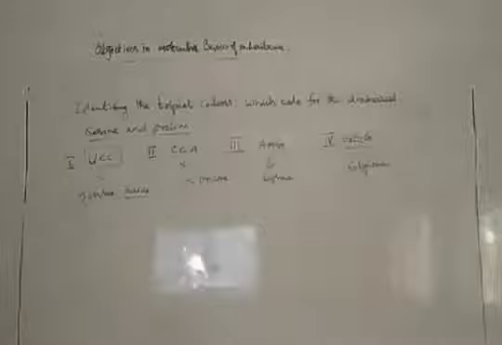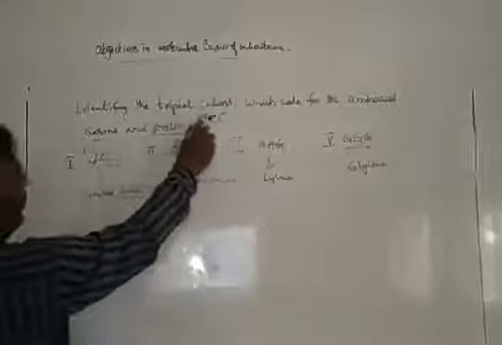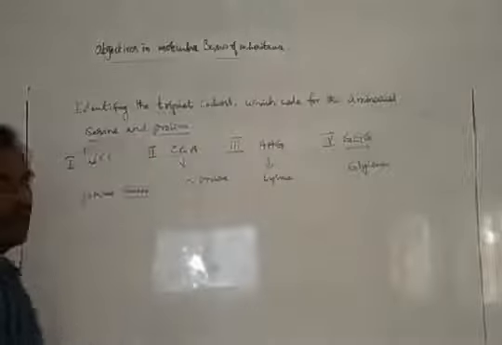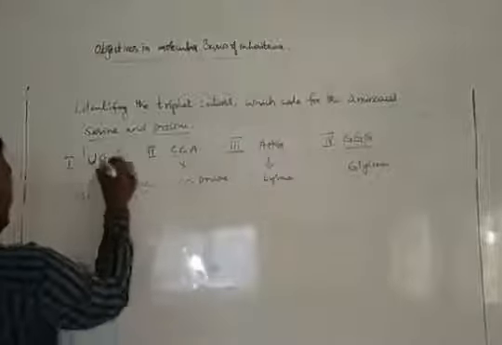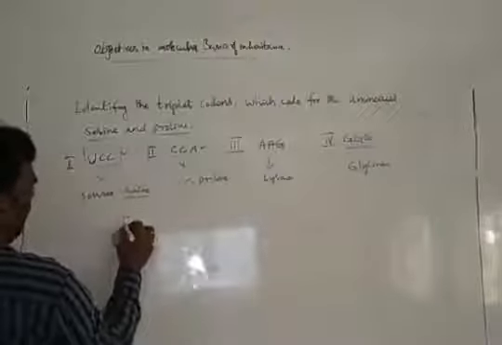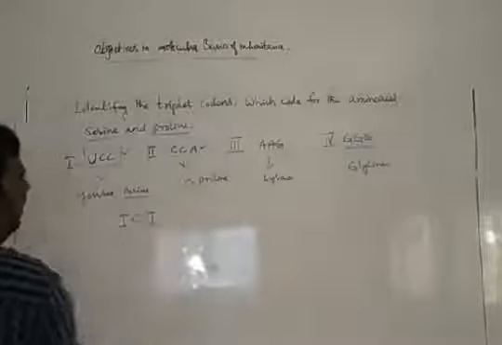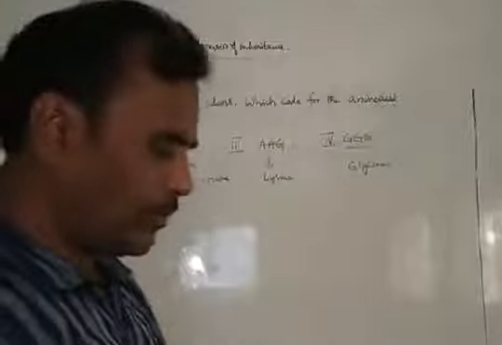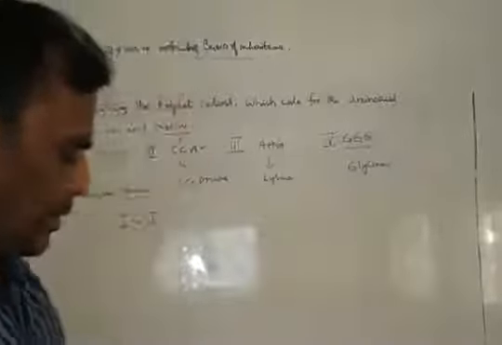Then what is the answer here? Identify the triplet codon which codes the amino acids serine and proline. First option and second option are both right. First and second are the right options for this question. So this is about that. Next question.